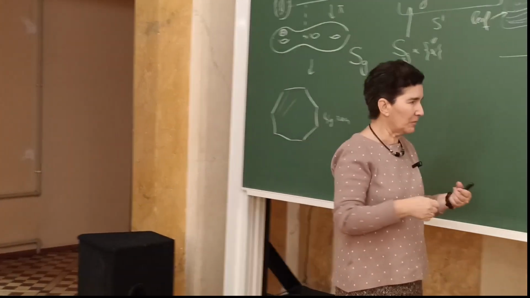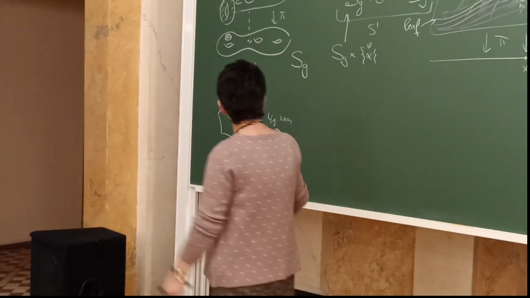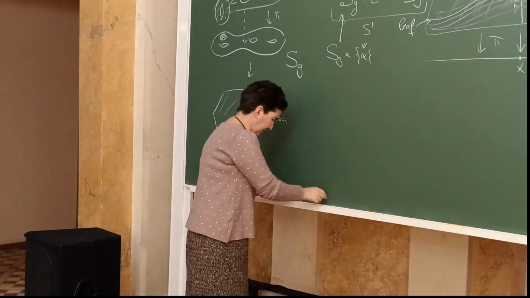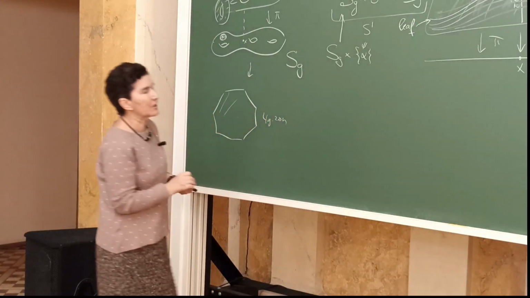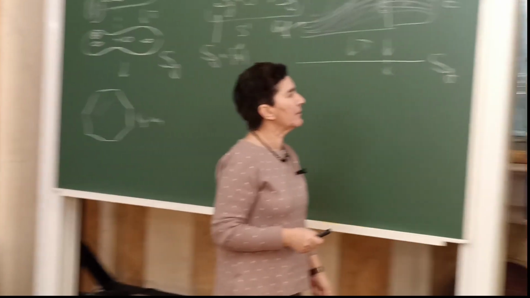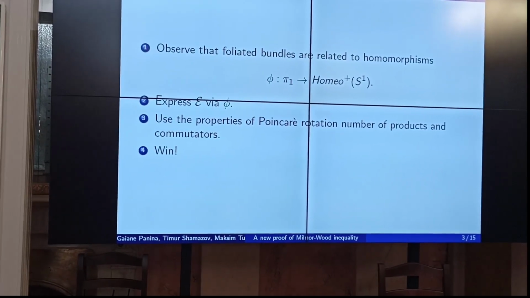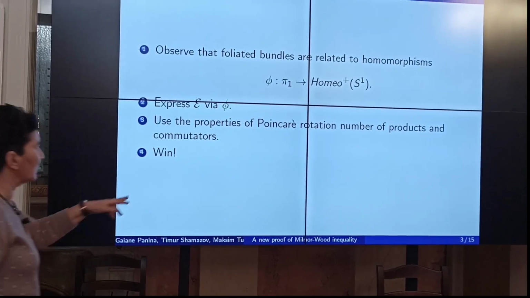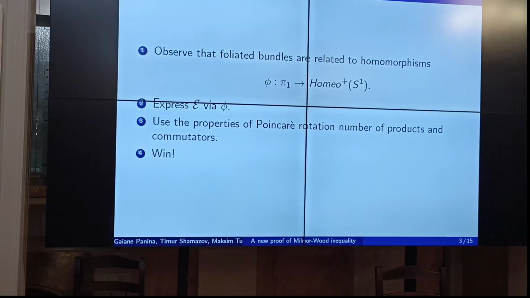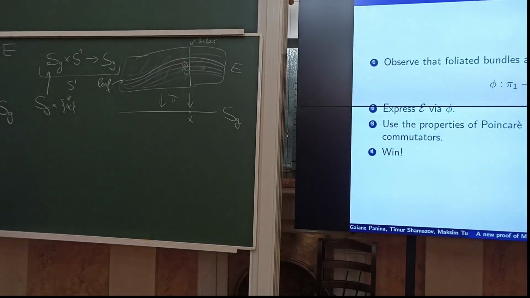And the only way to get something non-trivial is to patch on the boundary. And if you look in detail at how the patching on the boundary works, you will see that whenever we have a foliated bundle, there arises, during this procedure, a natural isomorphism from the fundamental group of the base to the group of orientation preserving homeomorphisms of the circle.